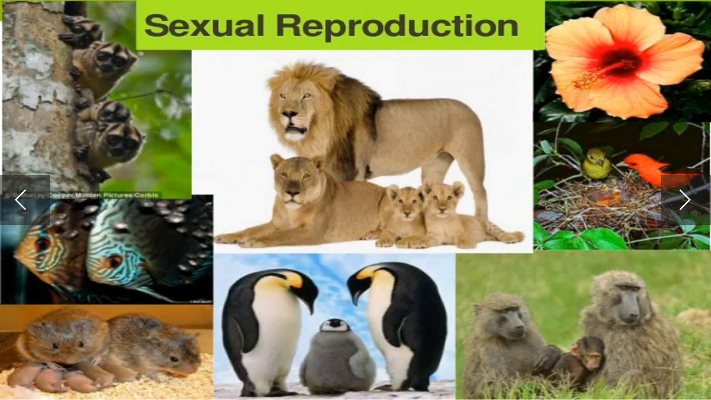Sexual reproduction: you can see here in this diagram, lion, penguin, chimpanzee, all are present in couple form and their offsprings are also present in the diagram.